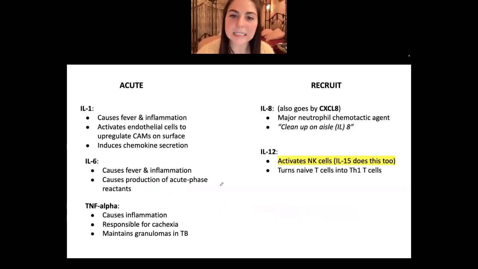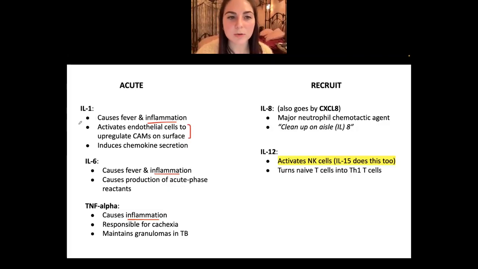So here's more in depth. Again, acute. So IL-1 is going to cause fever and inflammation. Like I kind of mentioned, that's the whole point of these acute guys, is to induce some sort of inflammatory response. But then there are other things with these certain cytokines, these interleukins.